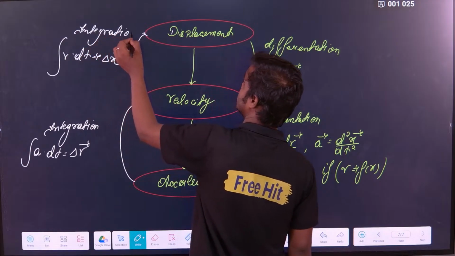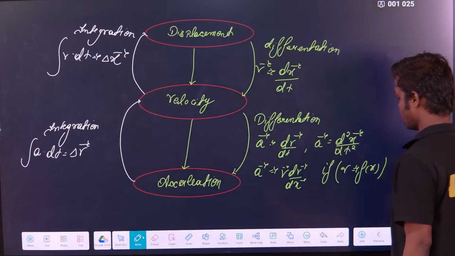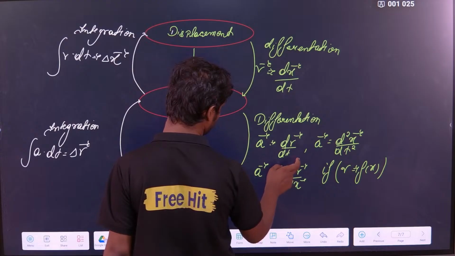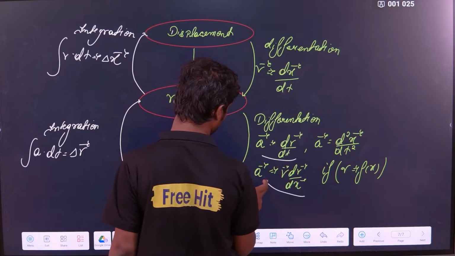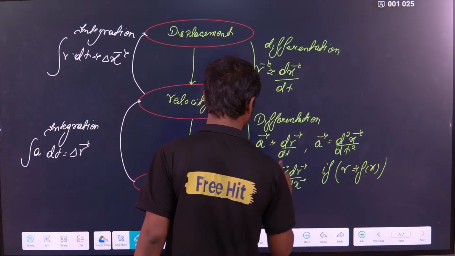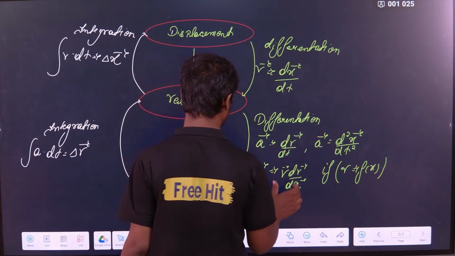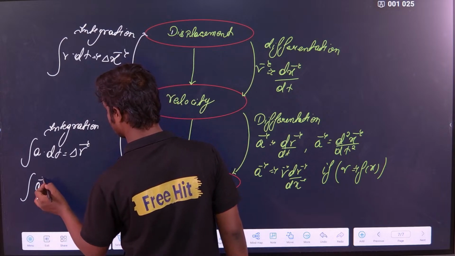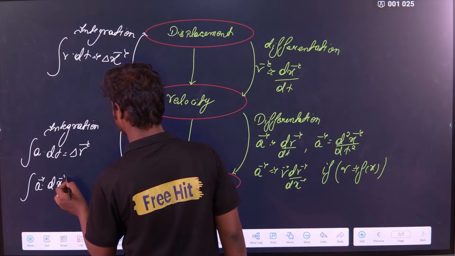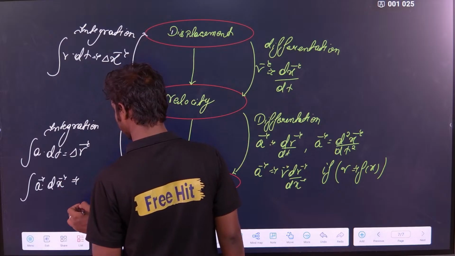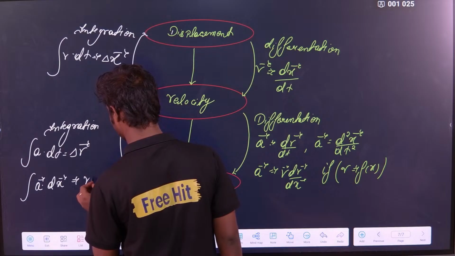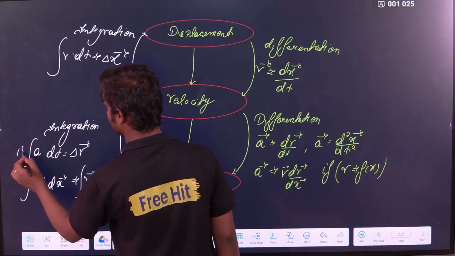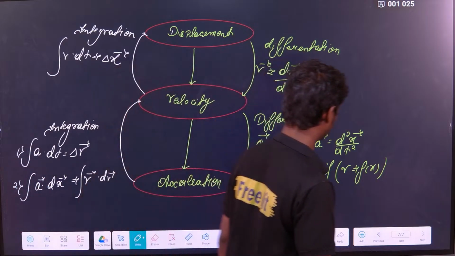So I hope you are getting the point. Basically, I hope you are understanding what you have to do. Suppose they will give you either this case or this case. If this is the case, then you have to do this, and if this is the case, then you have to do acceleration a dot ds into v vector dot dv vector. Those are the two cases that can be given.